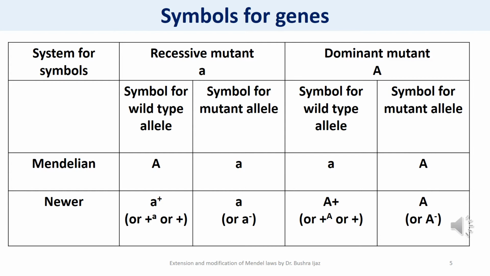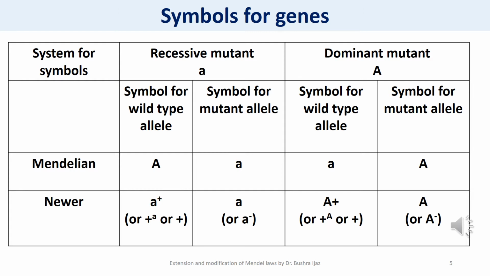Then we developed a newer system for representing the symbols of the genes. Here you can see in the newer system we have a lowercase letter with a positive sign as a superscript if it is representing an allele which is wild type and recessive, and a small letter a can simply represent the symbol of a mutant allele if it is recessive. And a dominant allele in the new system can be represented by a capital or uppercase letter A, along with a superscript, which may be a positive sign, or it can also be represented by just a positive sign with the superscript of the name of the allele, which is capital A, or just a positive sign.